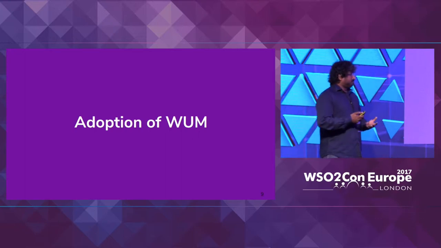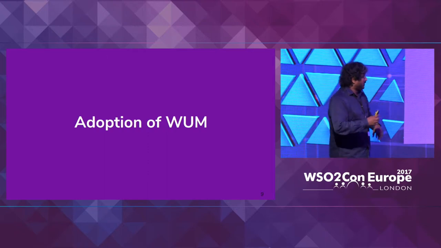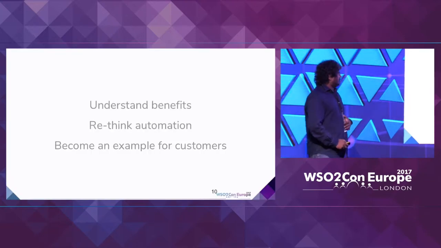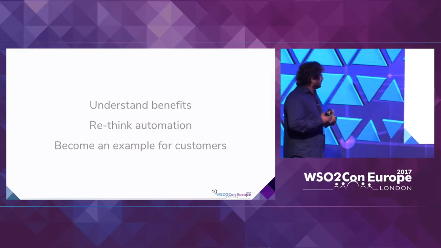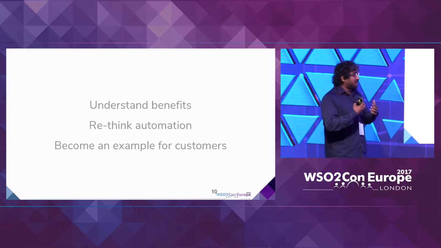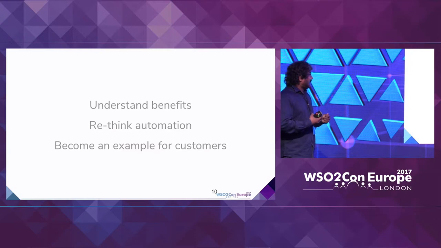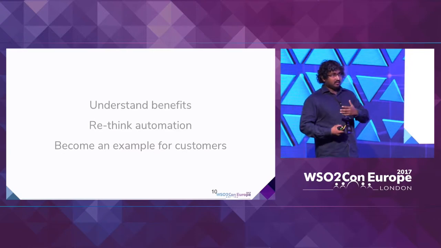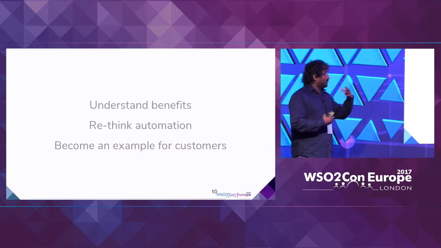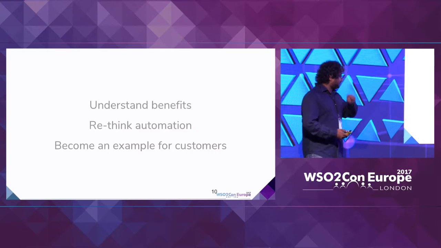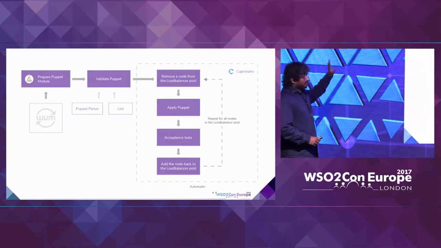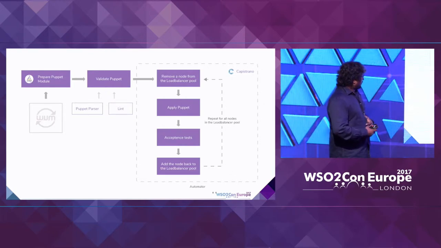And the adoption. After realizing all that, and after going back and forth with the WAM team, we started adjusting our existing automation to work with WAM. We understood its benefits, and we rethought our automation, and identified where we need to adjust, and we wanted to become an example for our customers. Because we wanted to find a proper solution that we can distribute across all our subscribed users and make sure that they don't go through the same pain. So this is what we found out.